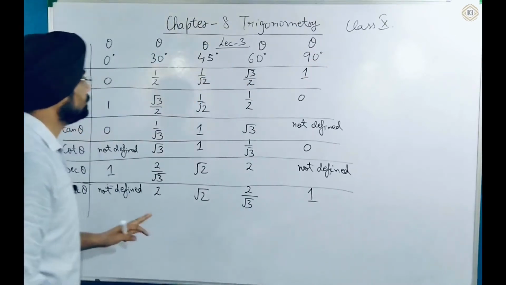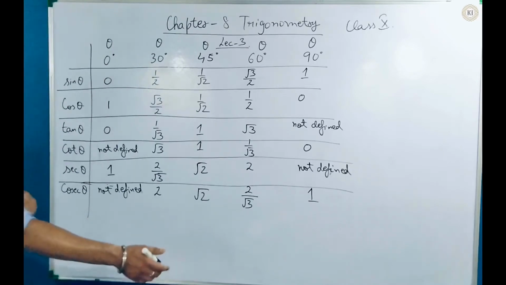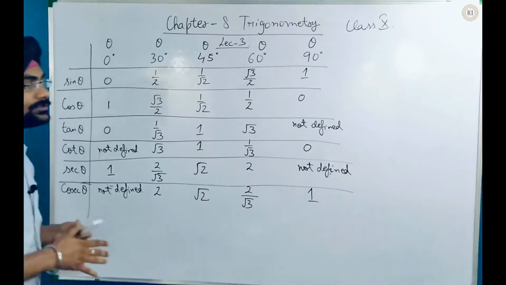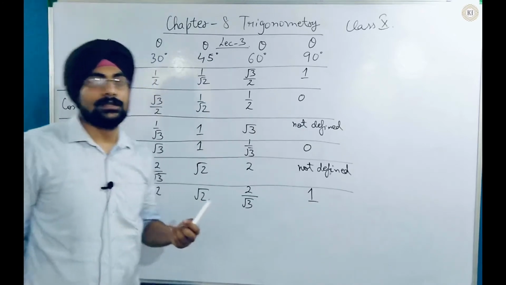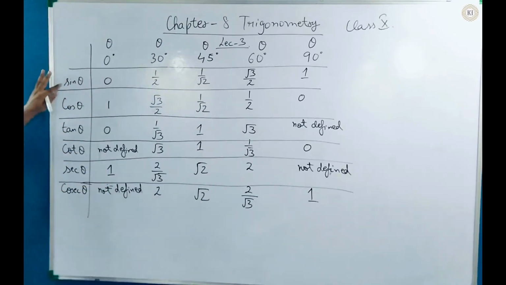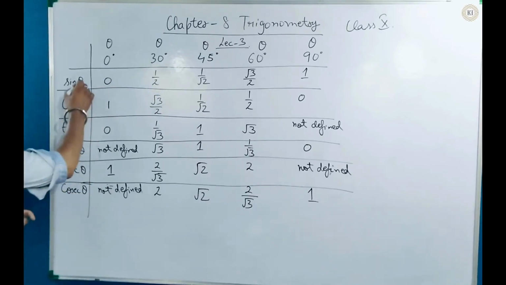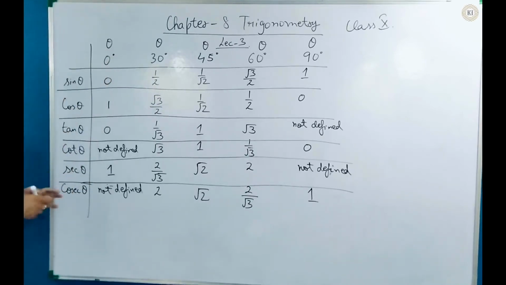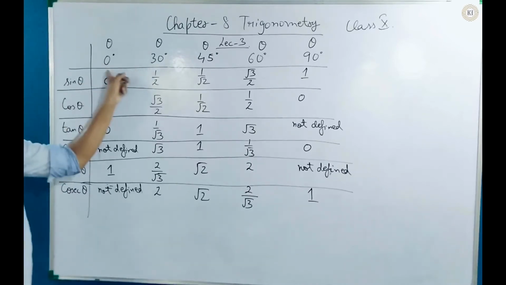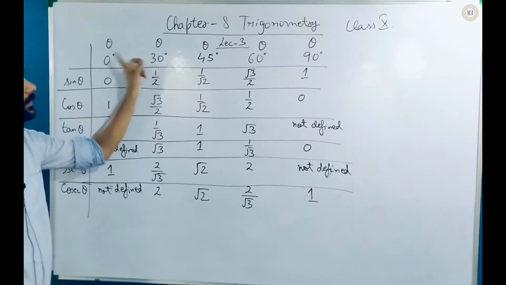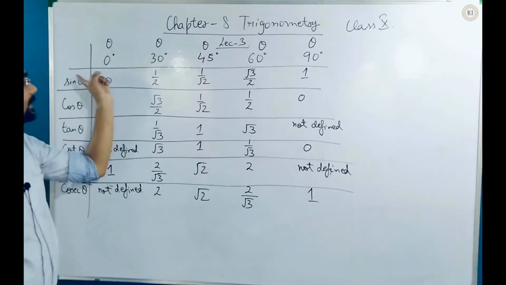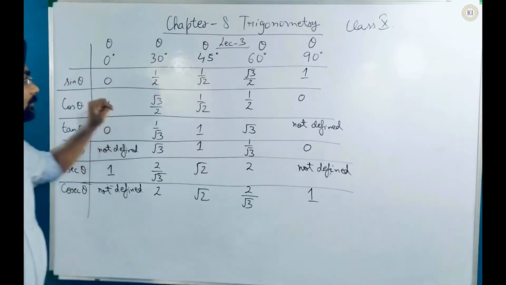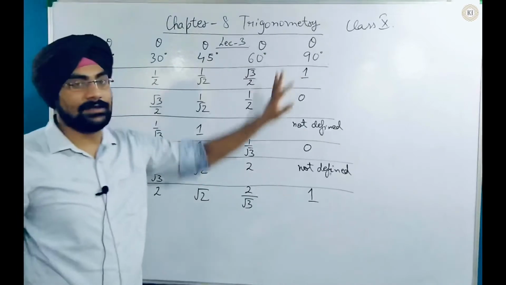Now in this video we are going to do some questions based on the trigonometry of angles. You have to learn this chart, but you have to learn three values. Sine 0 degree, value is 0. Sine 30 degree, value is 1 by 2. Sine 45 degree, value is 1 by root 2. Sine 60 degree, value is root 3 by 2. And sine 90 degree, value is 1.